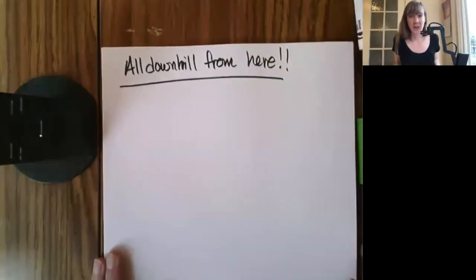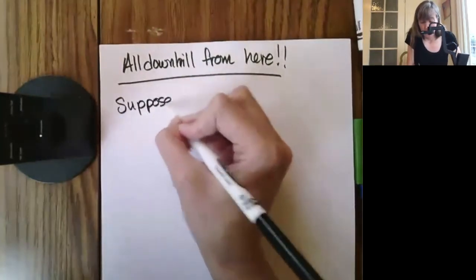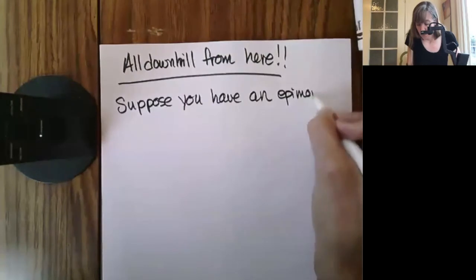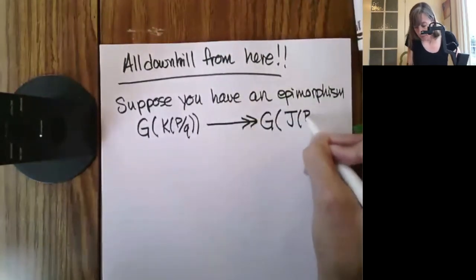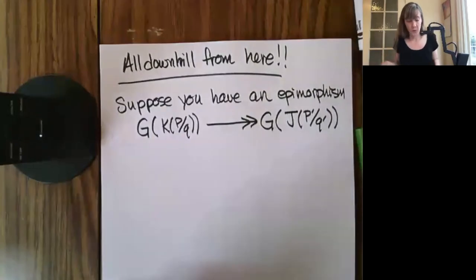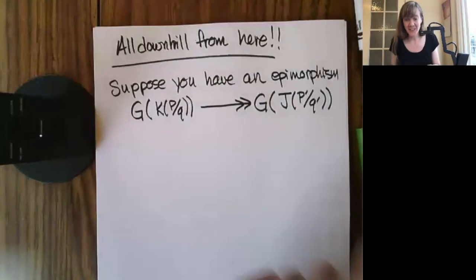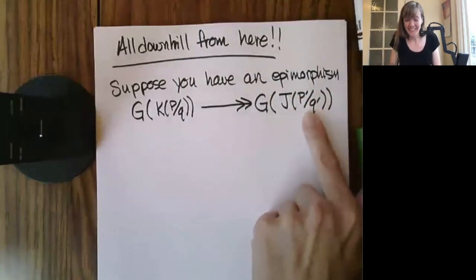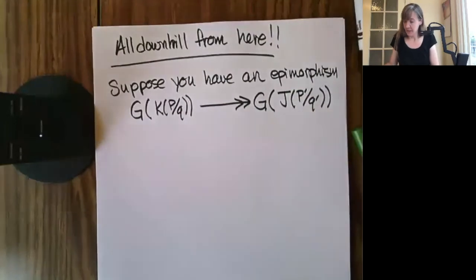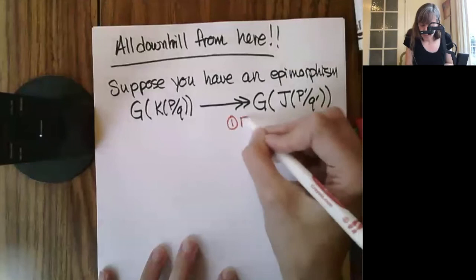Okay, so here's how it can go. Let's suppose you have an epimorphism. Okay, here's the path to take. The first thing you do is find the even continued fraction expansion for J. So remember, J could be anything. So find the even continued fraction expansion for J.